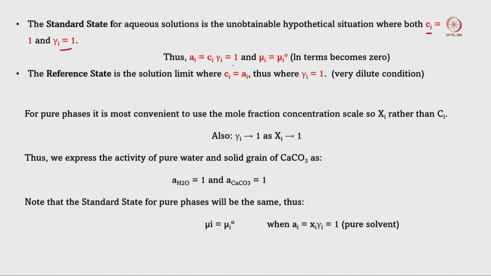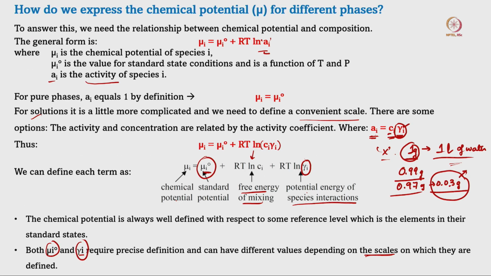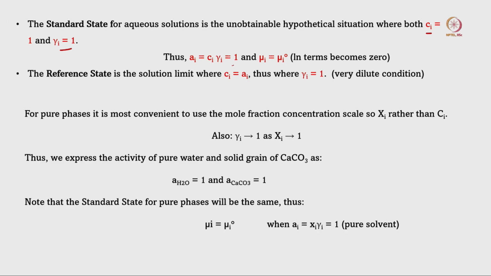Right. So, from this equation, mu I equal to mu I 0 plus RT ln A I, and with A I equal to 1, the ln term becomes 0. So, mu I is equal to mu I 0. So, that is your standard state. In your standard state, to find out this term, you have to make a situation where your concentration is equal to 1 and your gamma is also equal to 1, and this is almost not practically obtainable.